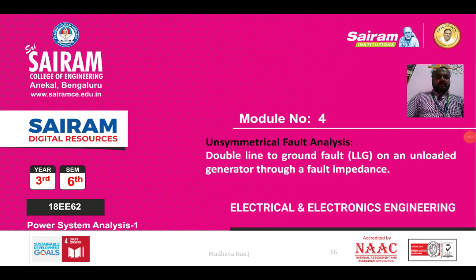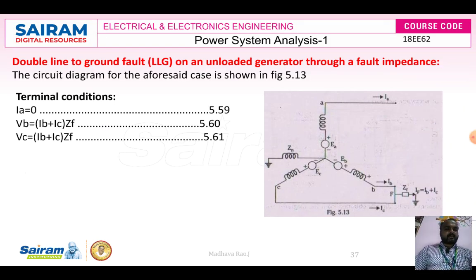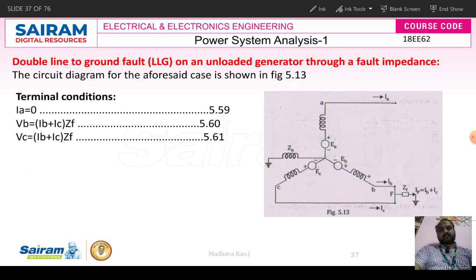Dear students, in this video you will learn about double line to ground fault, that is double LG fault, on an unloaded generator through a fault impedance method. First we will see the equivalent circuit of a three-phase synchronous generator in this fault condition, the LLG fault condition.